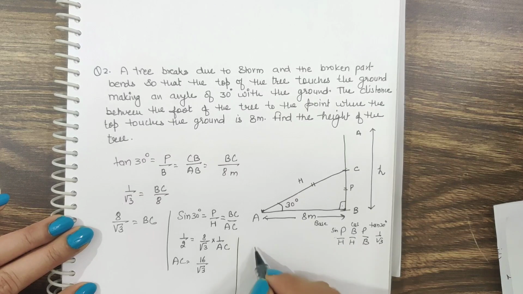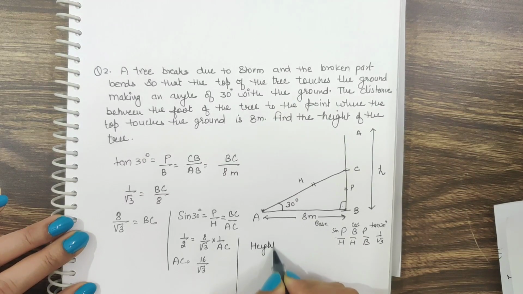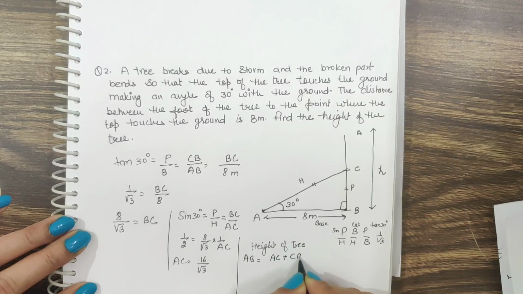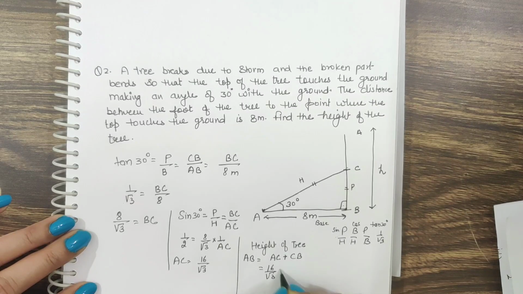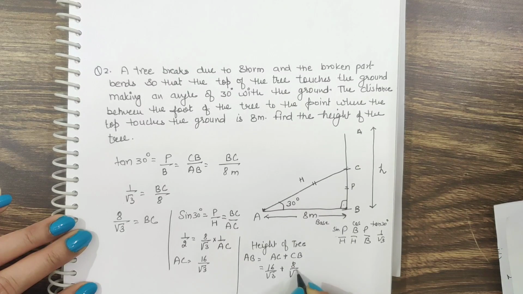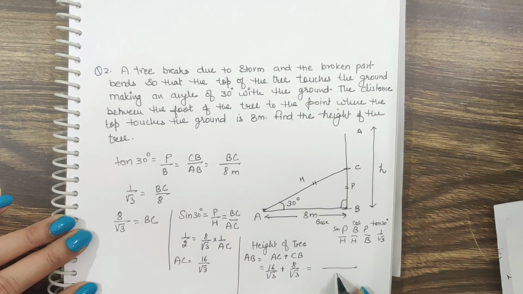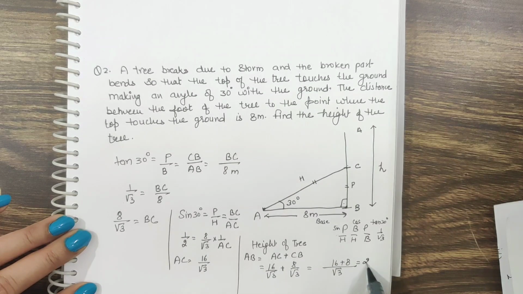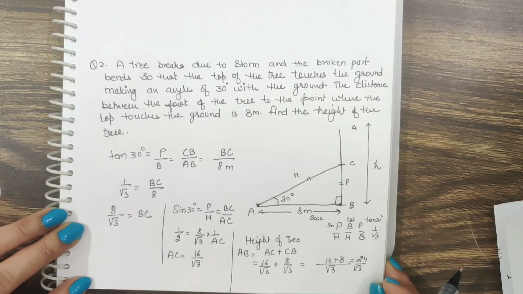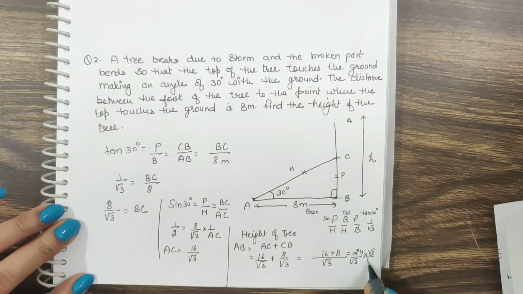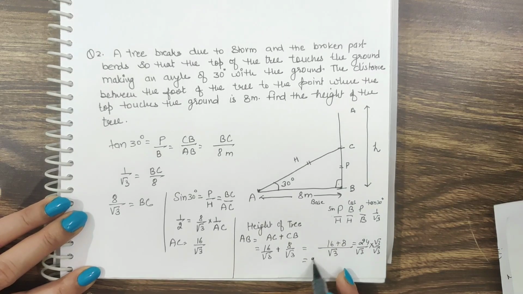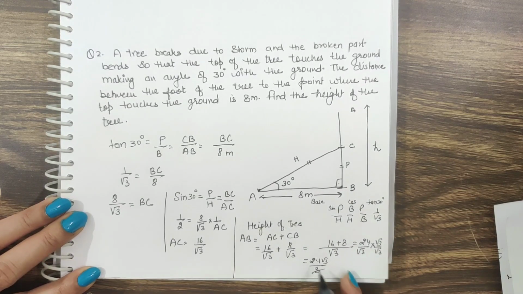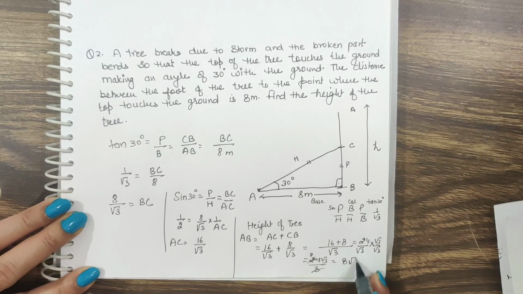Now student, height of tree. Total height of tree. How much student? AB, and we calculate AB by AC plus CB. AC is 16 upon root 3 and CB is 8 upon root 3. Now we have to calculate this. Root 3 is the LCM. 16 plus 8, that is 24 upon root 3. Or I can rationalize root 3 by root 3. This is 24 root 3 by 3, or cancel out, this is 8 root 3.